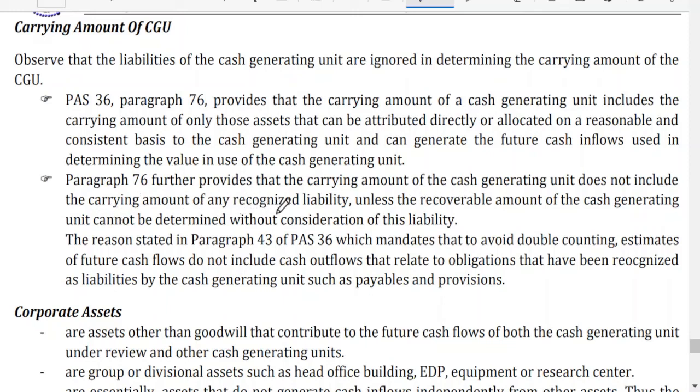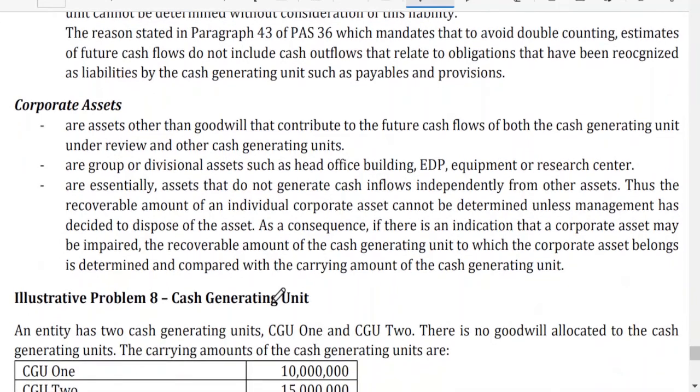amount of any recognized liability unless the recoverable amount of the cash generating unit cannot be determined without consideration of this liability. The reason stated in paragraph 43 of PAS 36, which mandates that to avoid double counting, estimates of future cash flows do not include cash outflows that relate to obligations that have been recognized as liabilities by the cash generating unit, such as payables and provision.